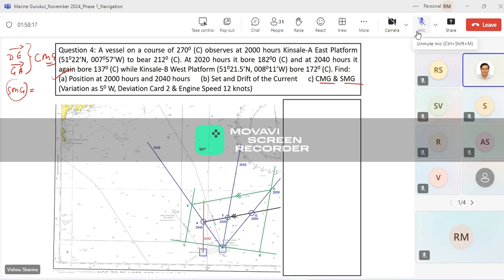1 hour में convert करना, right? Yes, sir. Guys, GA is the distance made good in 40 minutes. In 1 minute, the distance made good will be GA by 40. In 60 minutes, the distance made good will be GA by 40 into 60. So many knots will be the SMG.